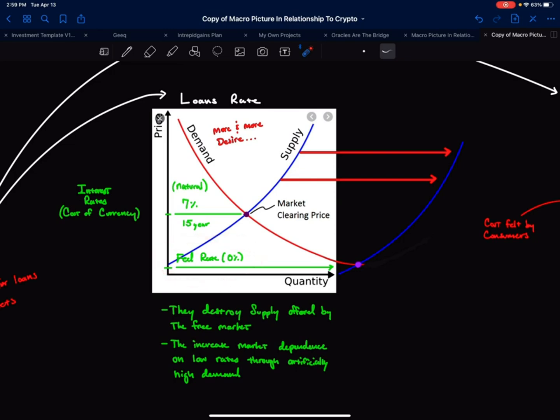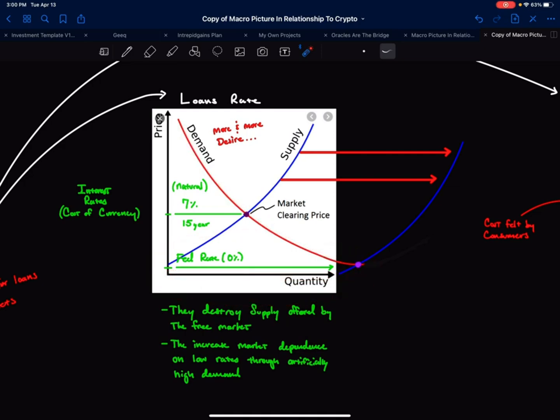And so what this distortion does is it shifts the supply curve to an unnatural place. They move the supply curve out to some strange level that wouldn't exist other than the fact that the Federal Reserve exists. So this is manipulating the natural free market. And so what happens is demand goes to the amount of quantity of money or currency that needs to be in loans.